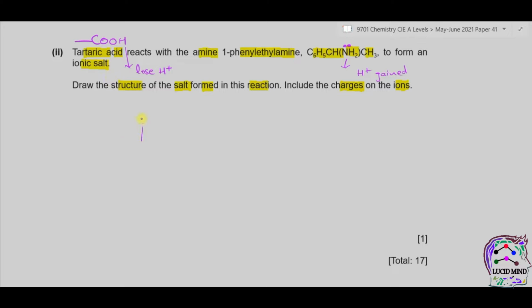We have this structure of tartaric acid, and we have this reactant, C6H5CH(NH2)CH3. Now as only one nitrogen is present, we need 2 moles of this in order to gain these 2 protons. Now the product will be like this.